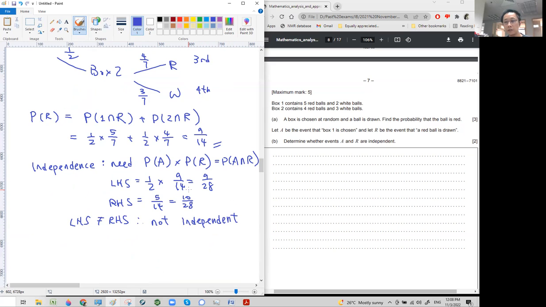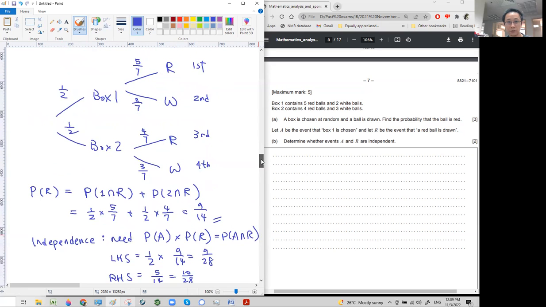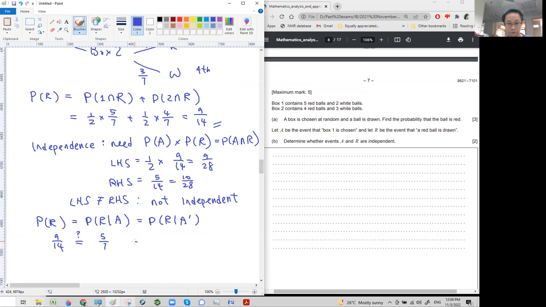There is actually a way easier and also way more fundamental way to verify if the events are independent. If A and R are independent, then P(R) should equal P(R given A), which should also equal P(R given not A), because the outcome of A should not affect the probability of R being true. And for this question, P(R) is this. P(R given A) is just a second stage probability, which is 5/7. And P(R given not A) is 4/7. So clearly these are not equal. Therefore, they are dependent events.